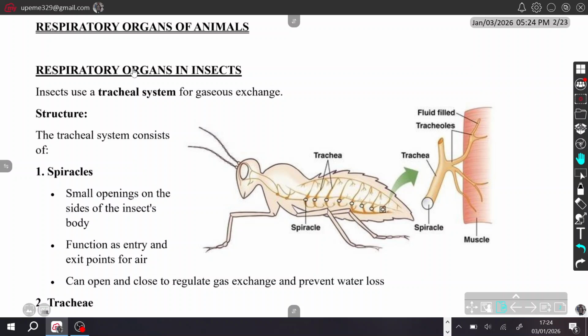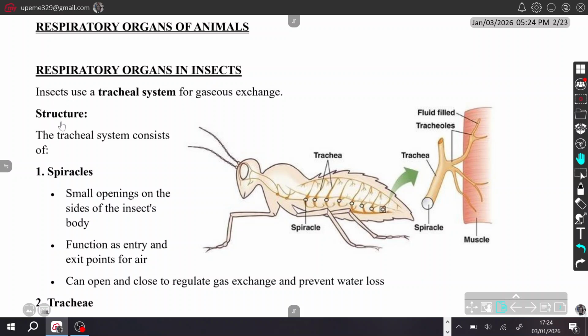We will talk about the respiratory organs in insects. According to the syllabus for your biology grade 12, there are three respiratory organs we need to deal with: respiratory organs in insects, respiratory organs in fish, and respiratory organs in humans. Three of them. And here we are starting with respiratory organs in insects.